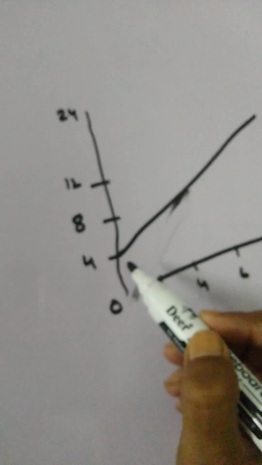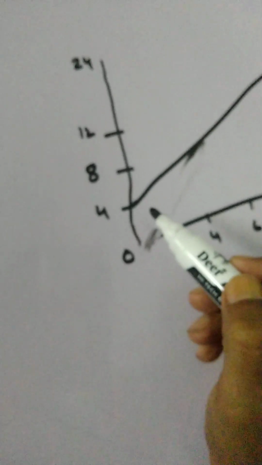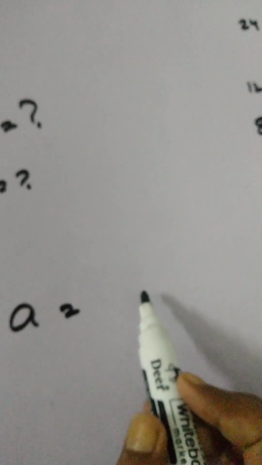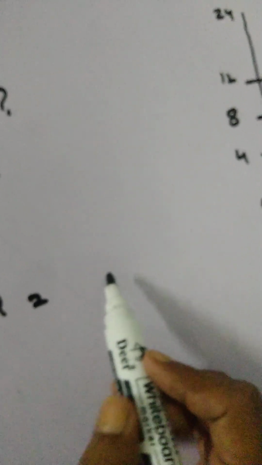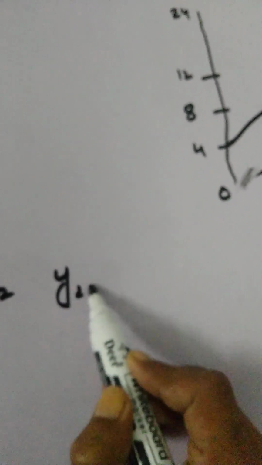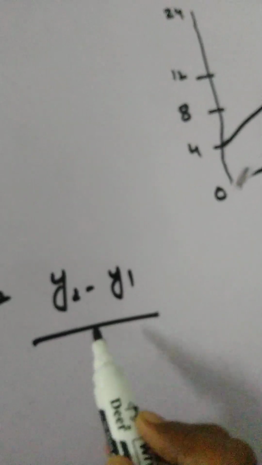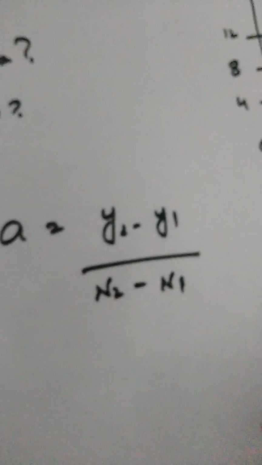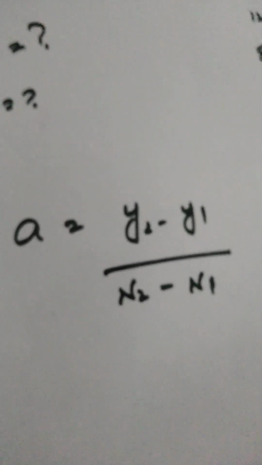It starts from 4, so we have to find the acceleration, and also the distance covered. The formula of the acceleration which we will find through the graph is acceleration is equal to y2 minus y1 upon x2 minus x1. This is a simple formula of the acceleration.